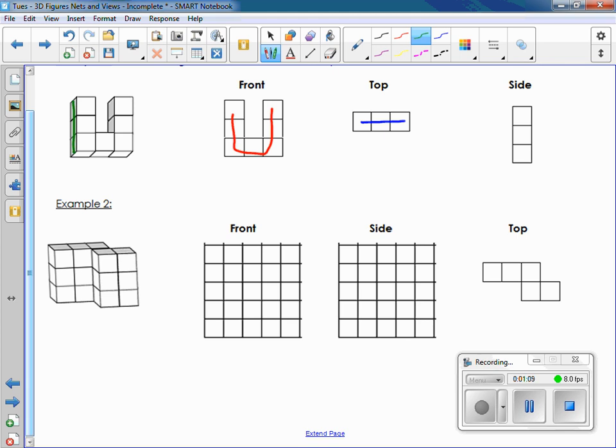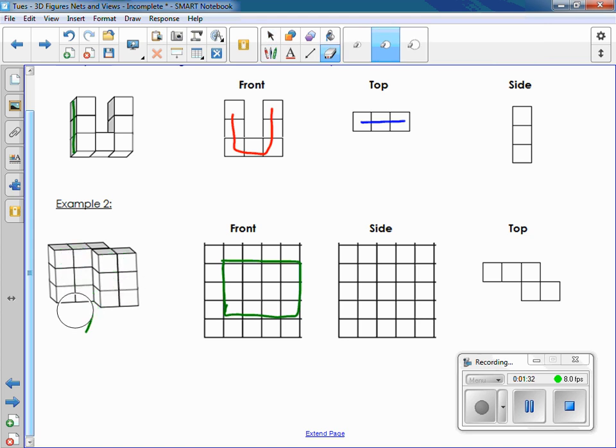So we're going to draw the blocks that we would see from the front, side, and top on the second example. So we would see 1, 2, 3, 4, 5, 6, 1, 2, 3, 4, 5, 6. We would not see that depth there. So all that I need over here would be 4 rows of 3.